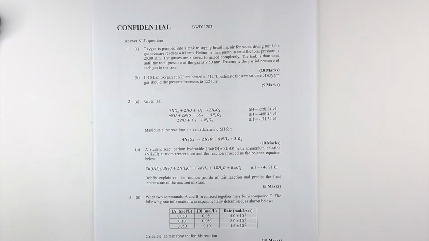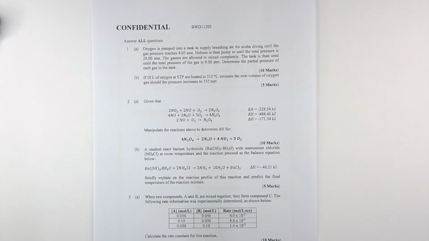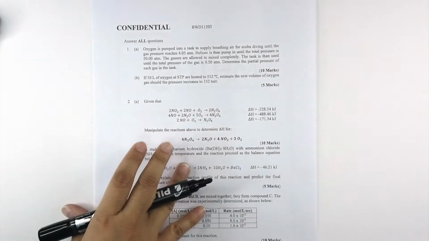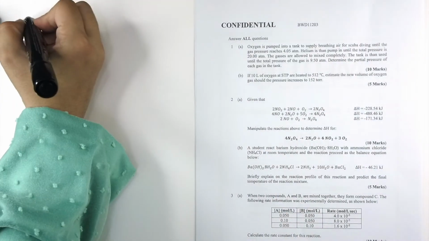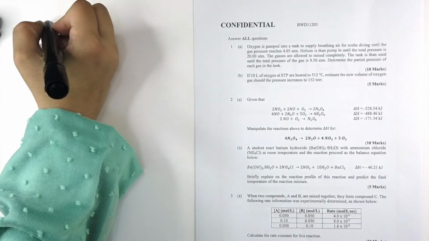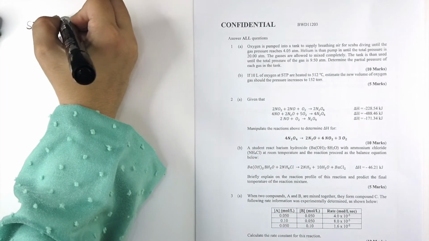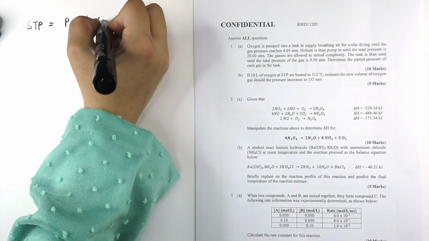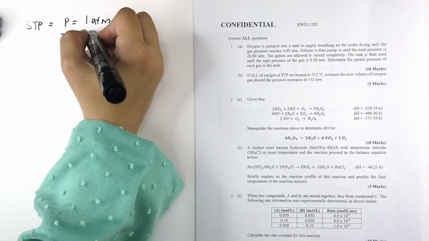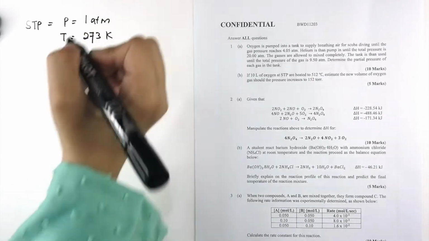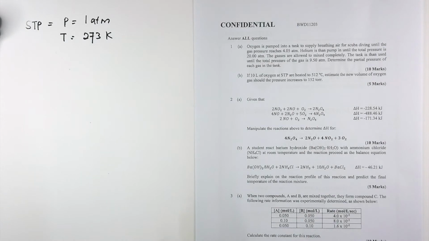If 10 liters of oxygen at STP are heated to 512 degrees Celsius, estimate the new volume of oxygen gas should the pressure increase to 152 torr. Alright, this is a very straightforward question. Given to you is STP. STP, standard temperature and pressure, means that the pressure is equivalent to 1 atm and the temperature is 273 Kelvin.